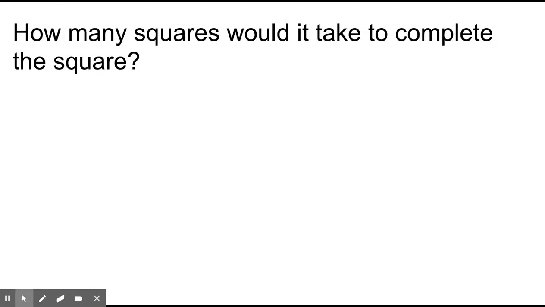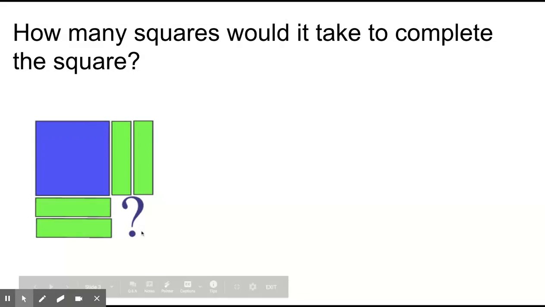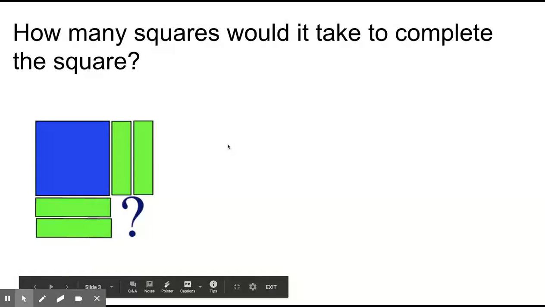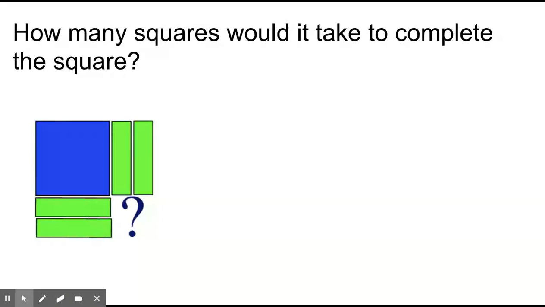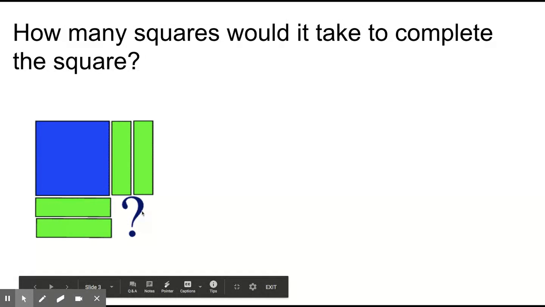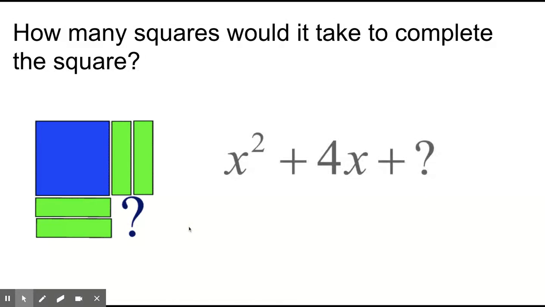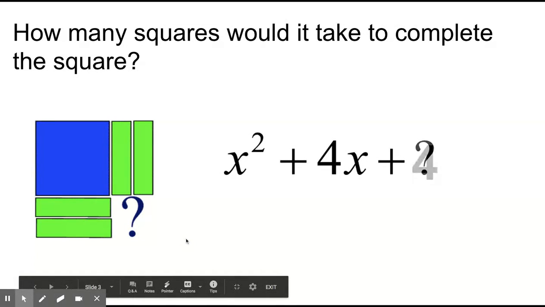So think about how many squares it would take to complete this square. We worked with the algebra tiles before in a previous chapter. Now looking at this image, if we wanted to finish this square, how many single unit squares, each worth 1 unit, would we need in order to complete this larger square? And you should have said 4, right?